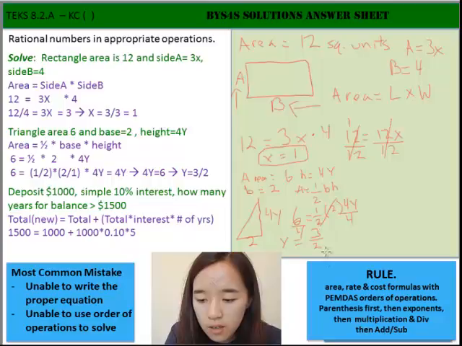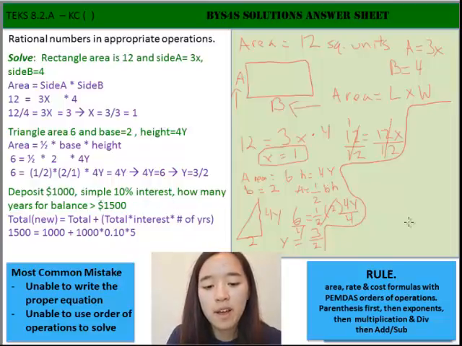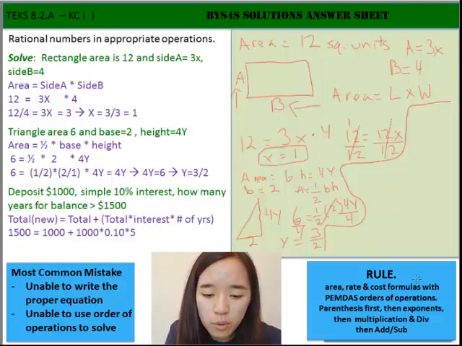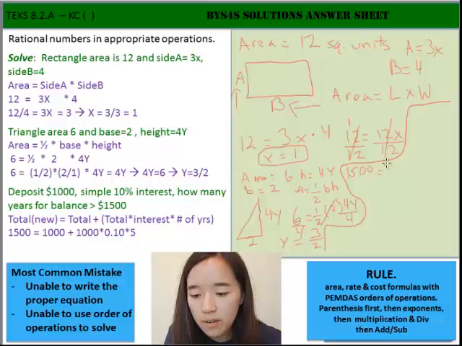Let me just outline the perimeter here so we don't have all this other clutter. We deposit $1,000 in an account that has 10% interest, so a simple 10% interest, and we're supposed to find out how many years for the balance to equal $1,500. So our new total is going to be $1,500. And then we have to add our first total, which was 1,000. That was our original total.